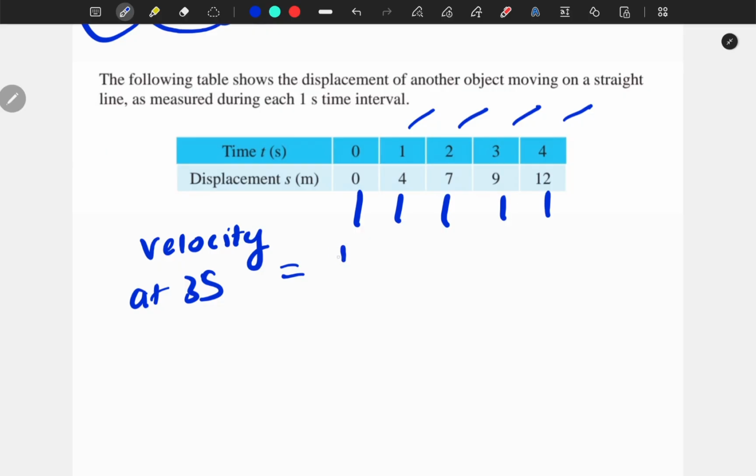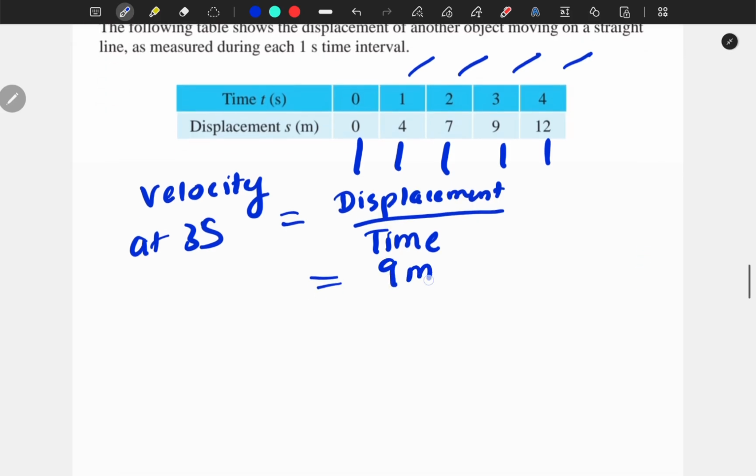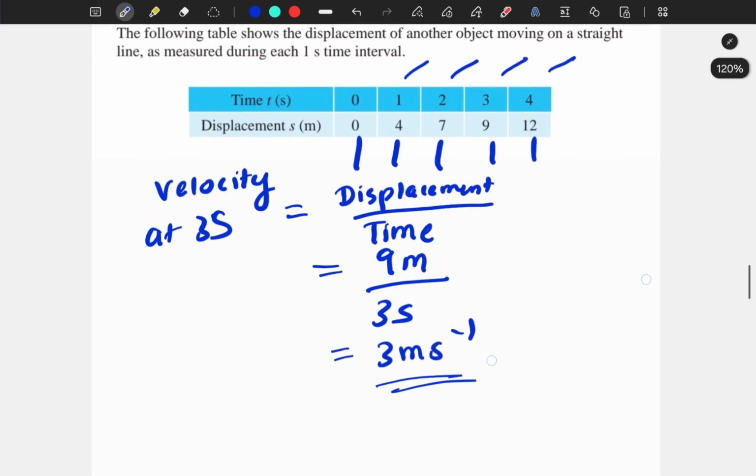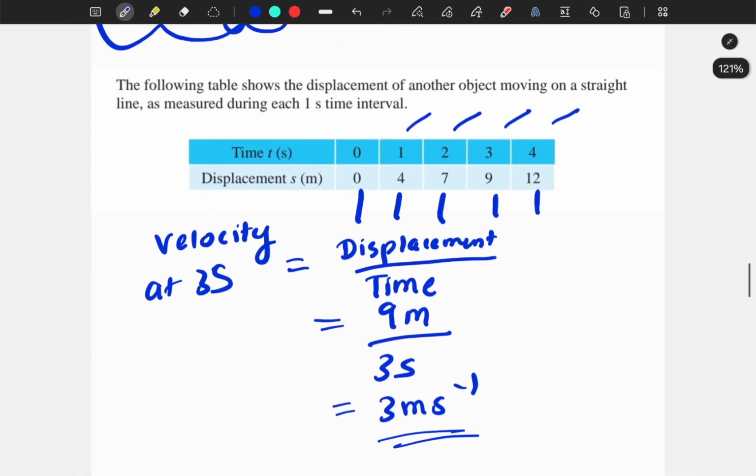First you have to write the equation, which is the displacement divided by time, right? So the displacement here is 9 meters, time is 3 seconds, right? So it becomes 3 meters per second. That is the velocity, right? So now it's easy because you have had practice on the speed also.